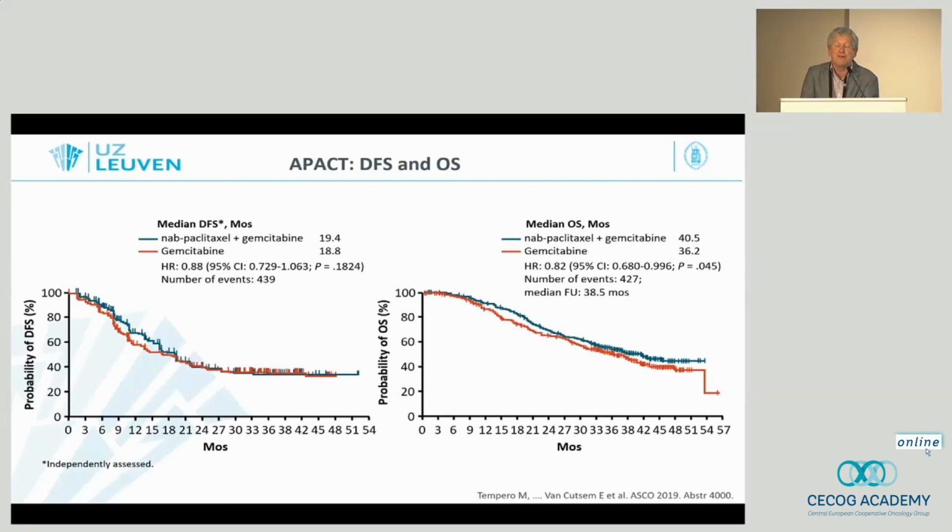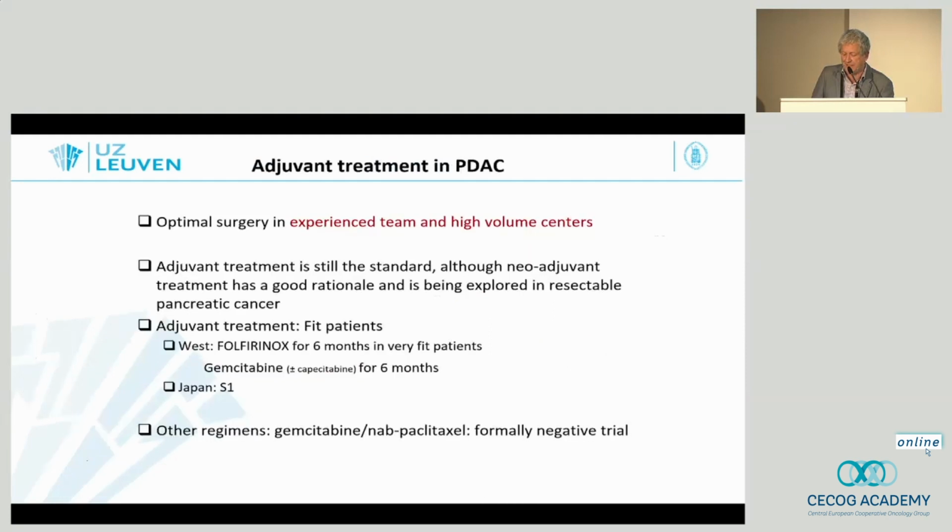When we look at the DFS by the investigators and at the overall survival, there was a benefit, but the benefit was modest, clearly not to the amount that we have seen with FOLFIRINOX, and this will never make it to guidelines. It's not approved because of the formally negative trial in this setting. So that's what we know from the data in the adjuvant setting, and we have of course to start with that to answer the question.